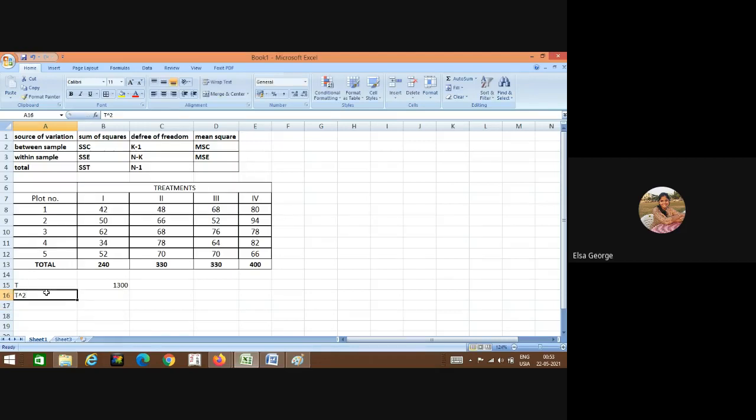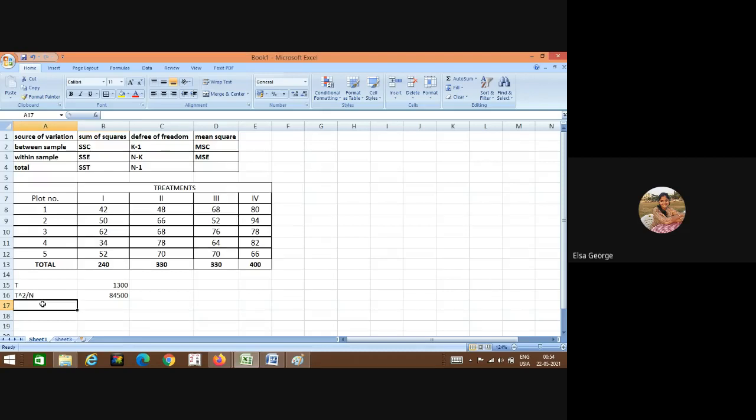T square by n: 1300 is our T, so 1300 into 1300, this value divided by n. n means the total count of all the numbers. How many numbers do we have? We have 5 rows and 4 columns, so in total we have 20 numbers. So 20 is our n. We got 84,500 as T square by n.